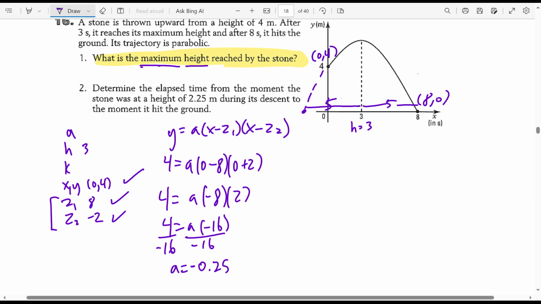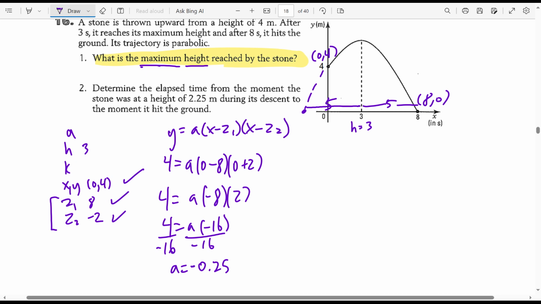So, I'm at the second row of what you wrote. How come it's 0? What's going on? I just did that. Chill. Oh. How come it's 0 plus 2 and not the negative 2 for the Z2?